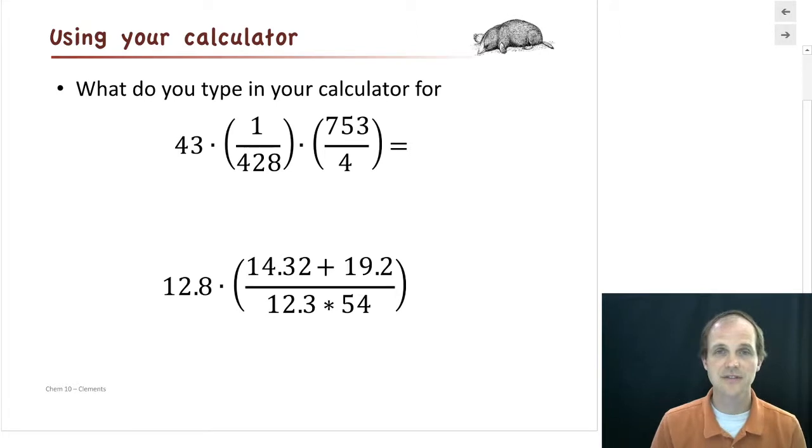What do you type in your calculator for these ones? So I'm not going to test you on this, but take a moment. I would suggest pausing the video, typing those into your calculator, and seeing what you get. Hopefully you did that.